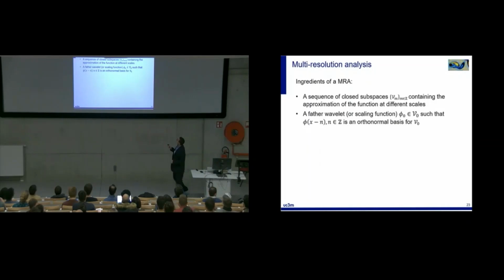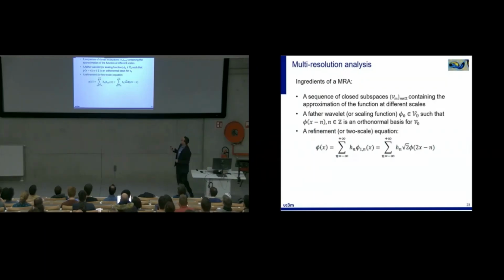I need to select a scaling function called the father wavelet. Then I need an equation to write this scaling function in the different subspaces. It's called the refinement or two-scale equation. Again, I'm skipping the demonstration. It's just a way to relate all the approximations at all levels as a linear combination of that at the lower level.